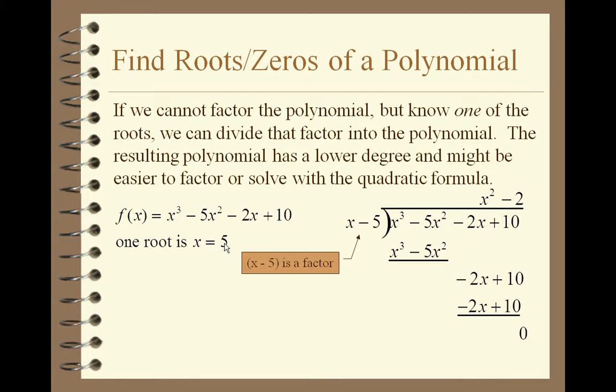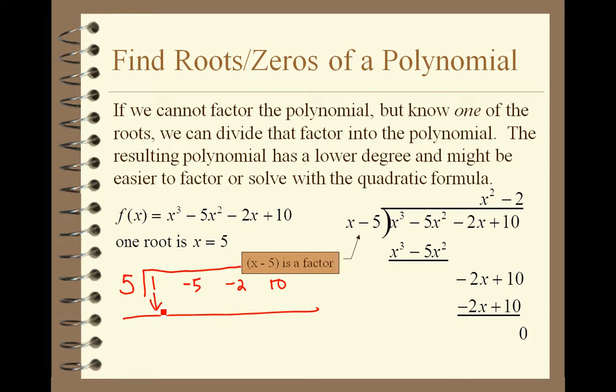So if you know that one of the roots is x equals 5, you can use either long division or synthetic division to divide by that root and see what's remaining. Now, I usually use synthetic division, so let me just show you synthetic really quickly. We'll use 5 because they gave us the root. So no need to change the sign on that one. And we have 1, -5, -2, and 10.